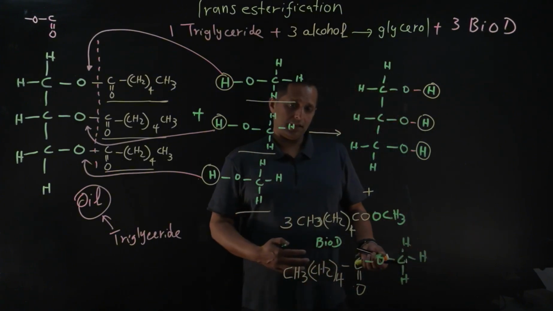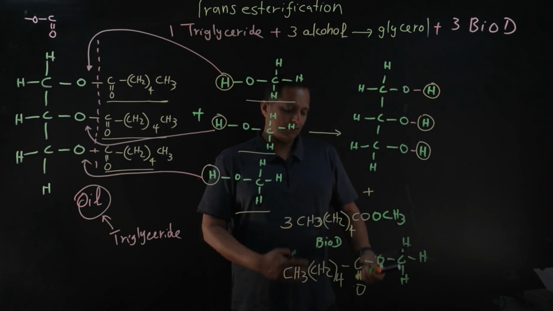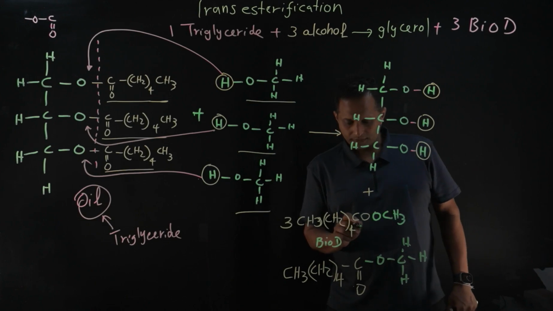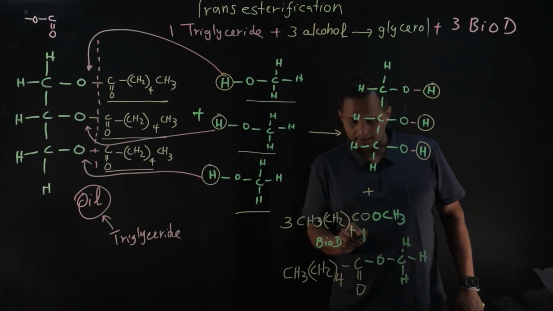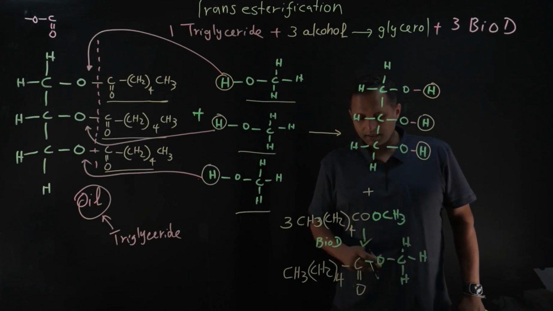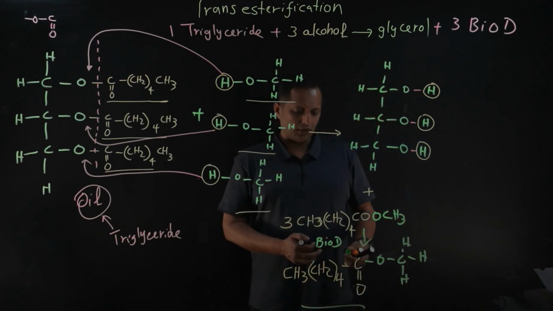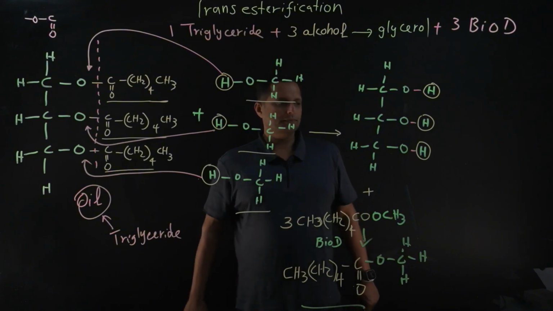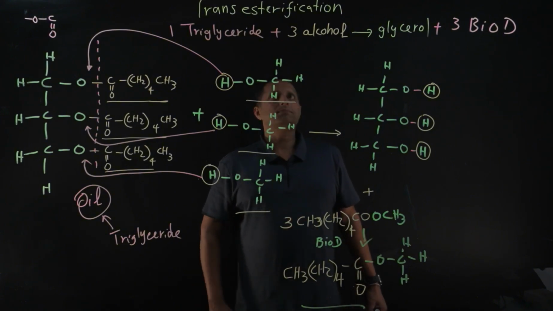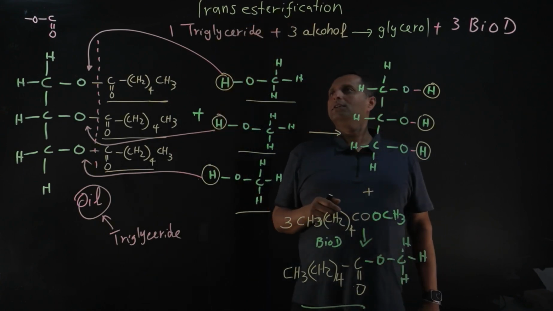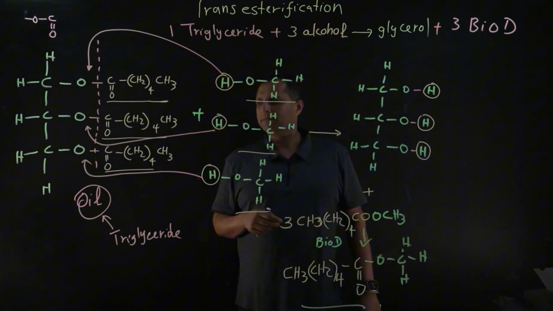So as you know, we have to make 3 of these. Right? Now, this is the same. Don't get it confused. This is the same. In this version of the biodiesel molecule, I'm showing the ester bond clearly. So this is the production of biodiesel through transesterification.